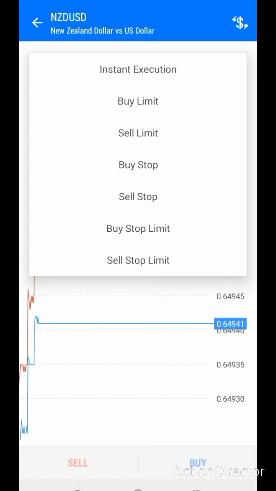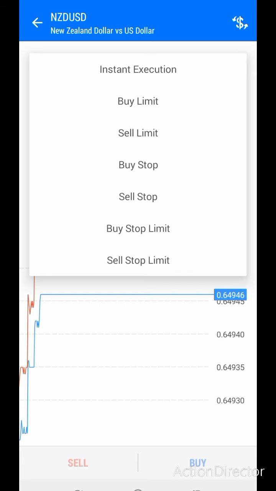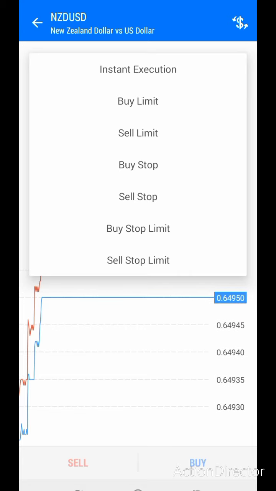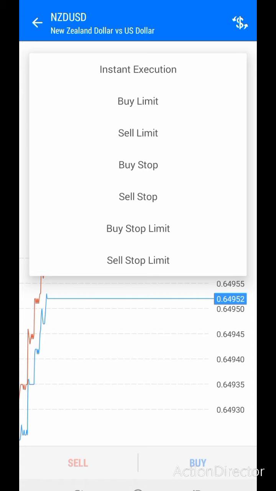Then buy stop, the market is already buying, you want it to place you on that same buy trade at a certain level. Maybe it's already buying, you want it to reach a certain price, then it will place you on a buy trade. The same thing with sell stop, the market is already selling, you want it to sell to a certain point and it places you on a sell trade. So that's it for these orders. Then instant execution, you just want to manually enter and place the trade.